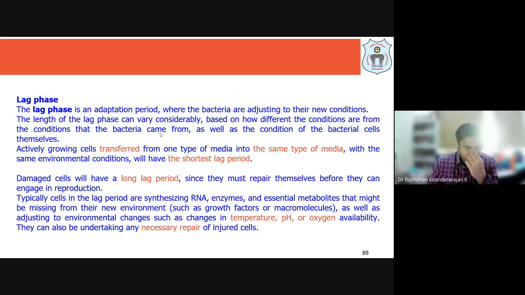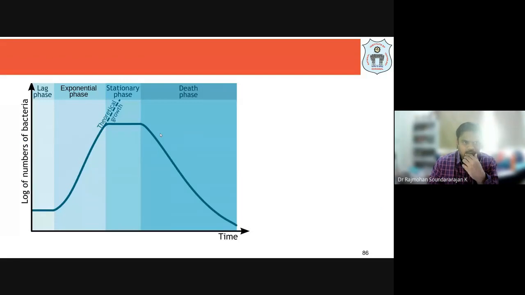Okay, so that means there will be a lag phase, an exponential phase, a stationary phase, and a death phase. But the quantified values may vary. What time each takes place is going to change depending upon the medium as well as the nature of the organism.